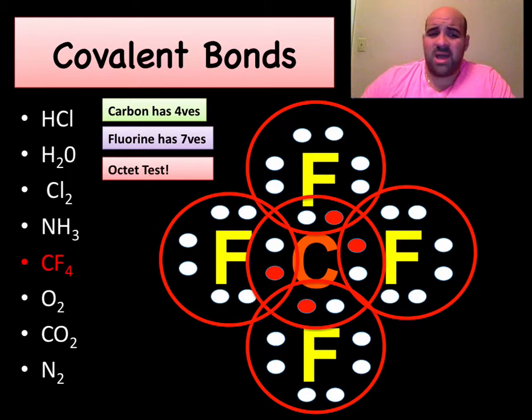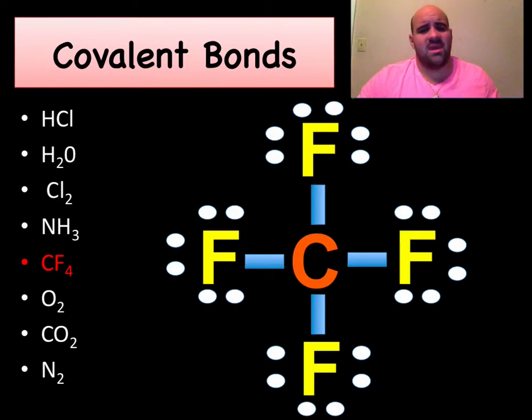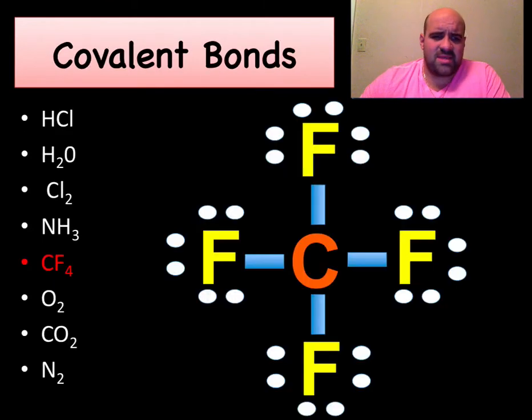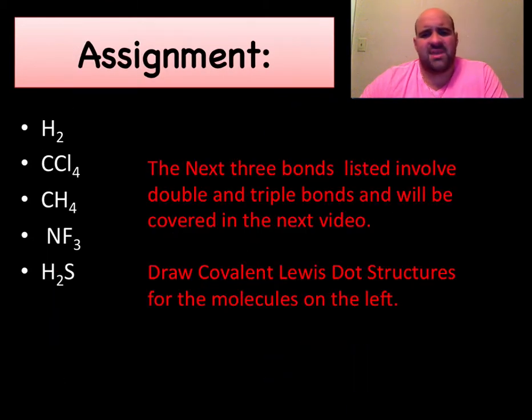So for some simple molecules, we can just look at valence electrons and fit them together like Legos. But we're going to look at some more complicated ones, and we're going to look at a better way to actually draw these. And this would be how we would draw the structure for carbon tetrafluoride when all is said and done. And recall that each dashed line represents 2 electrons, or a single bond, a chemical bond between carbon and fluorine, sharing those valence electrons. The next 3 molecules on the list, O2, CO2, and N2, involve double and triple bonds, so we'll cover them in the next video.